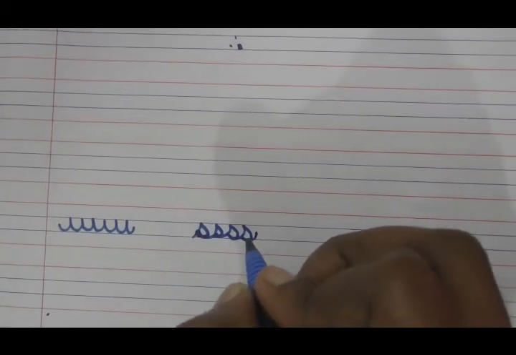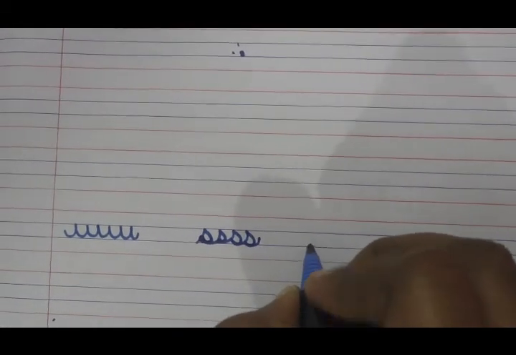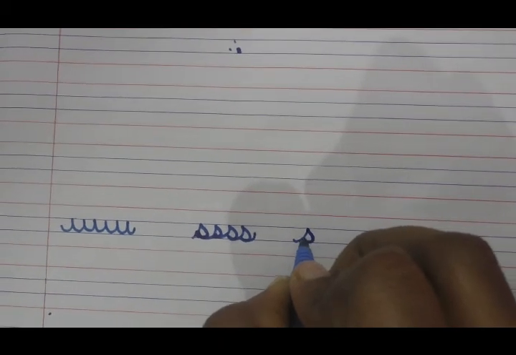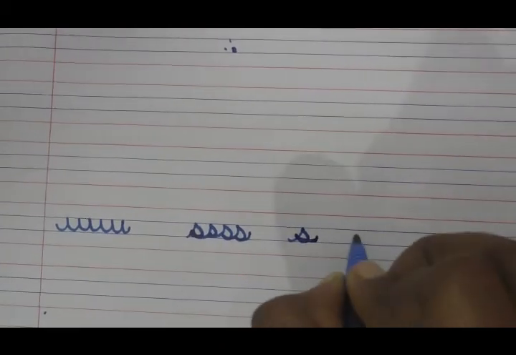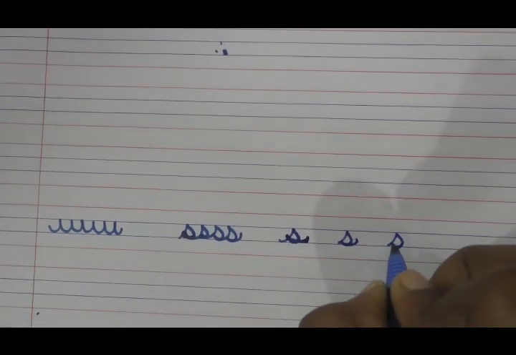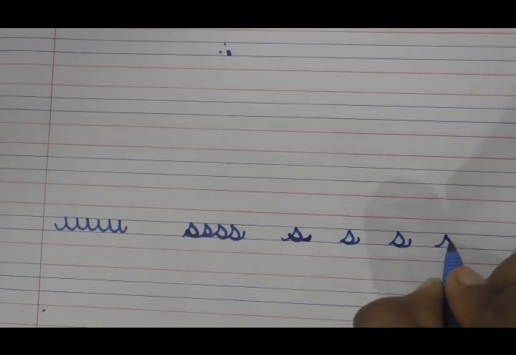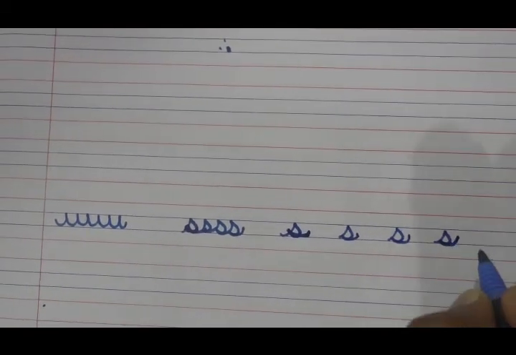This is how you make an individual S. Shortwave stroke, open it up, touch the wave, give it a little tail and stop. Shortwave stroke, open it up and touch the middle of the wave and give it a little tail and stop.